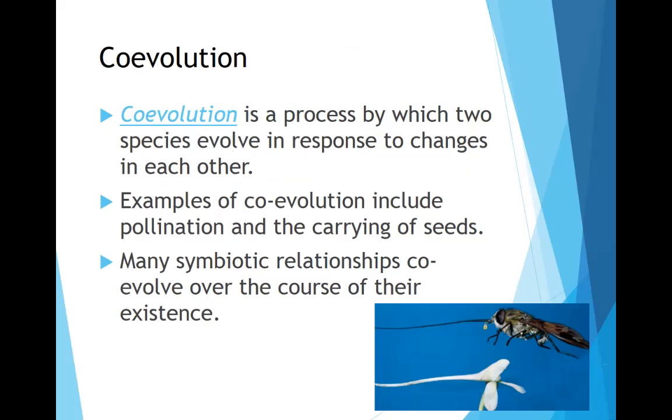Next, I wanted to talk a little bit about coevolution. Now, hopefully you remember co means together. So evolving together. This is the process whereby two species evolve in response to each other's changes. Now, any species that carry a symbiosis, a very close relationship, probably exhibit some amount of coevolution. So probably one of the most famous is pollination and the carrying of seeds. When plants have a particular pollinator, that pollinator is going to be adapted to pick up pollen from that particular plant.